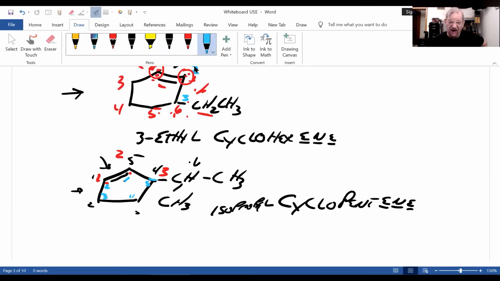Now you got to use your high-level math skills, which is lower, 3 or 5. Time's up. Hopefully I'll pick 3. And this would be 3-isopropyl cyclopentene.